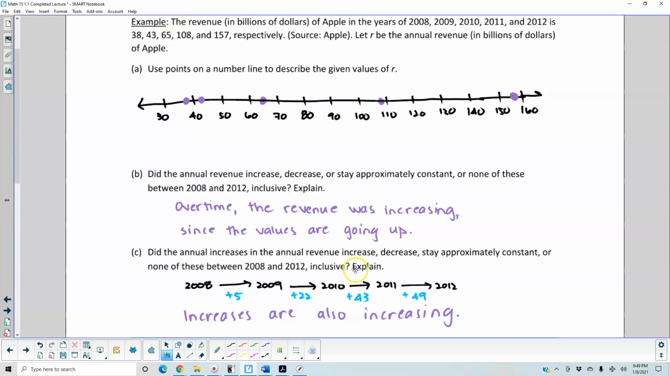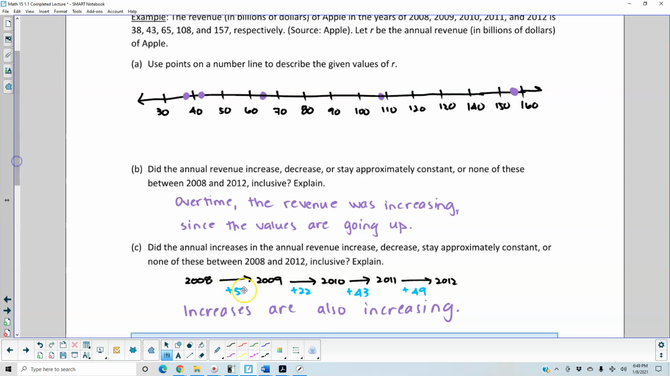From 2010 to 2011, 108 billion minus 65 billion gave us a plus 43 billion, so it increased 43 billion. And from 2011 to 2012, it increased 49 billion. So the increases are also increasing. You can see here that these are increases, but those increases are also increasing, meaning that 5, 22, 43, and 49.